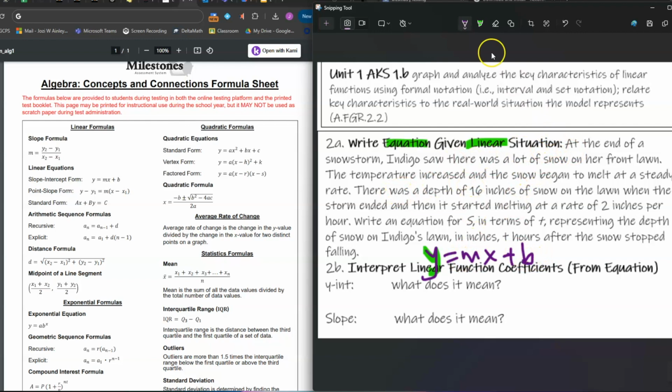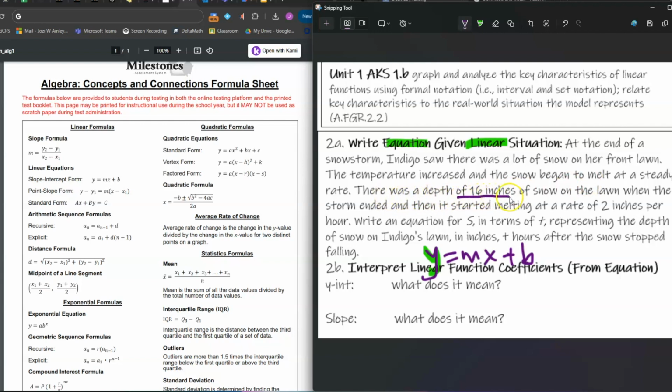So at the end of the snowstorm, I'm going to put my highlighter on. If you don't have the ability to do a highlighter, you can just underline. So in fact, I will underline so I can show it to you. At the end of a snowstorm, Indigo saw there was a lot of snow on the front lawn. The temperature increased and the snow began to melt. So think about the situation. There's snow and then it's melting at a steady rate. There's a depth of 16.